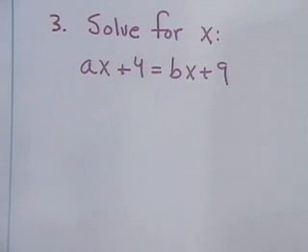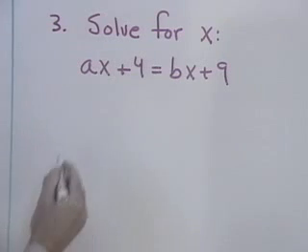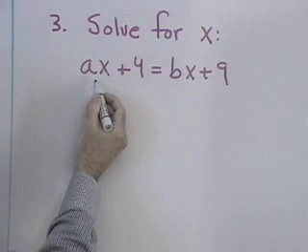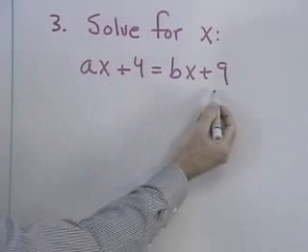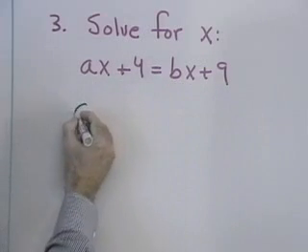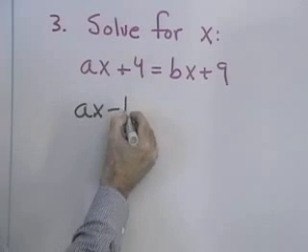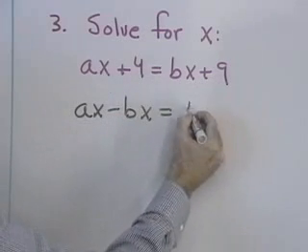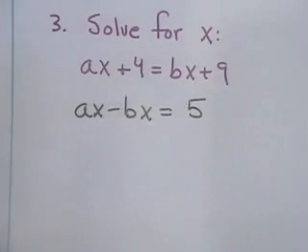I want to solve for x. Ax plus 4 is equal to bx plus 9. So I have two terms here that have x in them. Let's get them both over onto the left side of the equation and all the other terms onto the right side. So I'll add negative bx to both sides. I'll have ax minus bx, and then I'll add negative 4 to both sides. So on the right side I'm left with just 5.